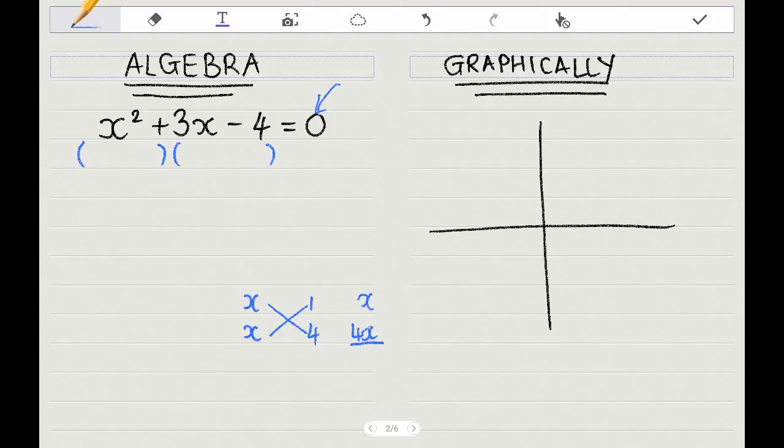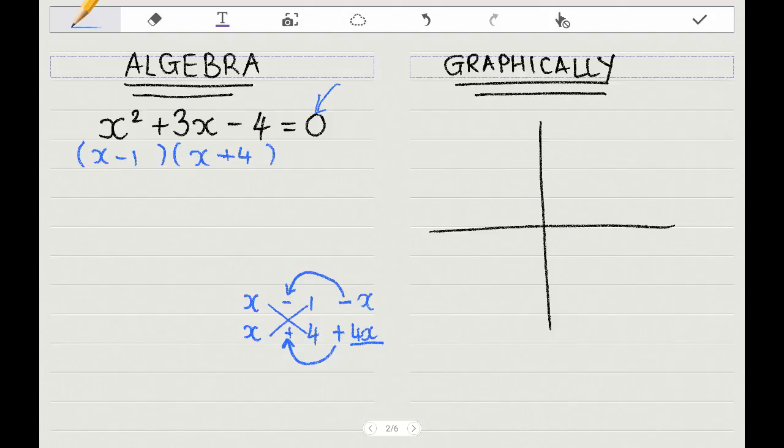Now, from these two terms, you have to look at how you are going to get the middle term. The middle term is 3x, and to get 3 from 4 and x, we're going to say plus 4x minus x. So whatever the sign is over there, it goes there, and whatever the sign is over there, it goes there. So these are x minus 1 and x plus 4. Okay, and you can see the signs match. Negative times a positive is a negative.